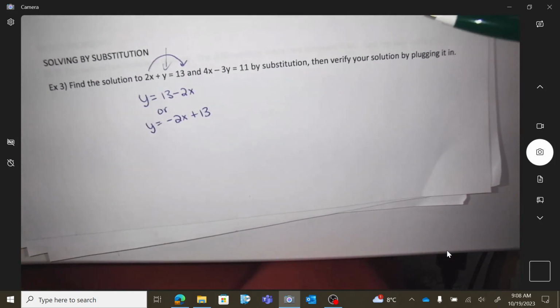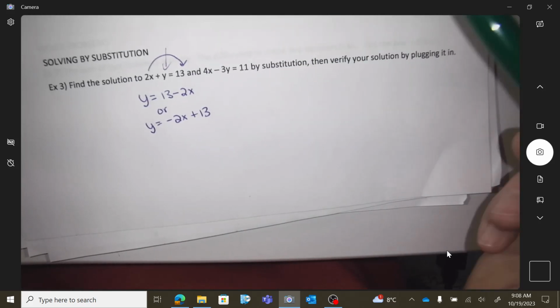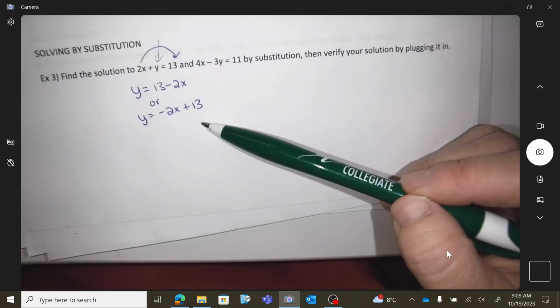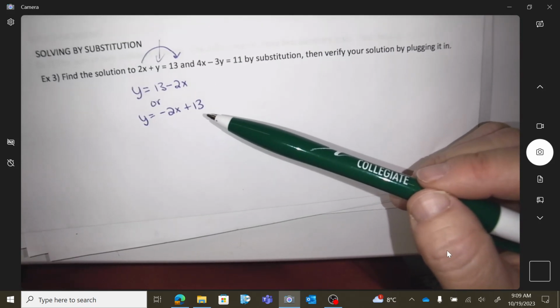Okay, so if you were to get it alone, the 2x would have had to move over. It could have looked like this or like this. Doesn't matter. Whatever you had written, that's fine.